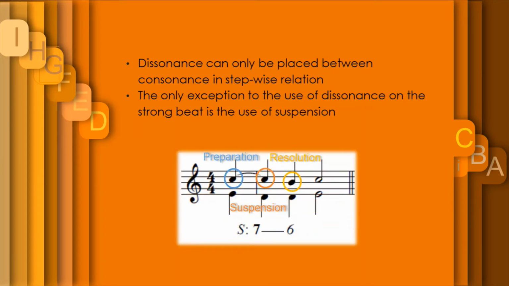Take a look at the picture. The suspension is started by a consonant preparation note on the weak beat and forms a suspended dissonance on the strong beat. Then, this dissonance is resolved to a consonance by a downward step motion. Such dissonance is not obvious and does not offend the ears.